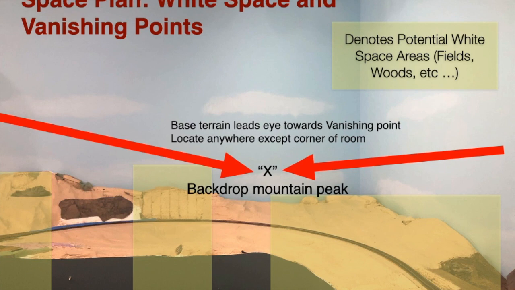You notice here, I'm trying to lead the eye away from the corner of the room. And what I plan to do here is add a backdrop mountain peak about where that X is shown. My idea with that is your eye will go towards that mountain peak and not towards the corner of the room. These pale green areas show areas where I'm considering potential white space.